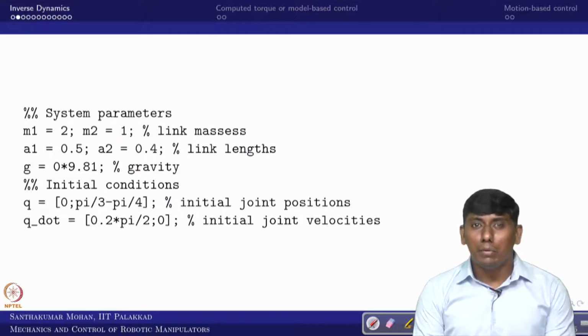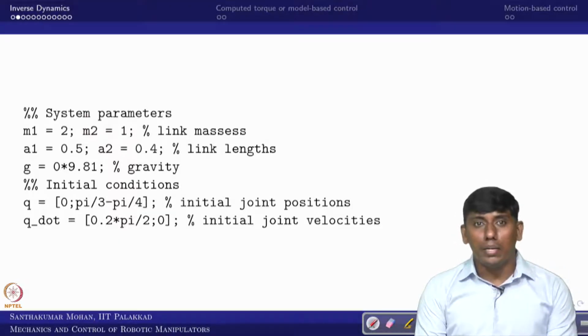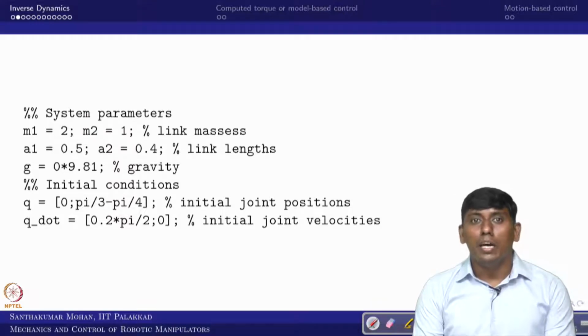Now for demonstrating, we have taken the same code which we used in the dynamic simulation, where the mass of the first link is 2 kilograms and the mass of the second link is 1 kilogram, and the length of the first link is 0.5 and the second link is 0.4. These link parameters we have taken, and then we go further.